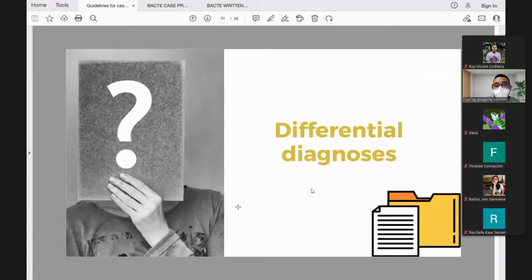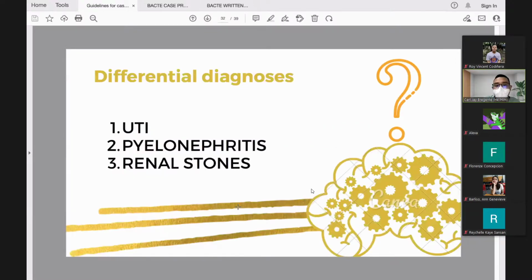For the differential diagnosis, you write what are the possible diseases of the patient based on the signs and symptoms. Here it is not specific yet, so you can write UTI, pyelonephritis, and even renal stone. UTI is possible in the patient because the UTI keeps recurring. Pyelonephritis is possible. And it is also possible that the patient has a renal stone. So here, for the differential diagnosis, you just base this on the symptoms of the patient. Okay?